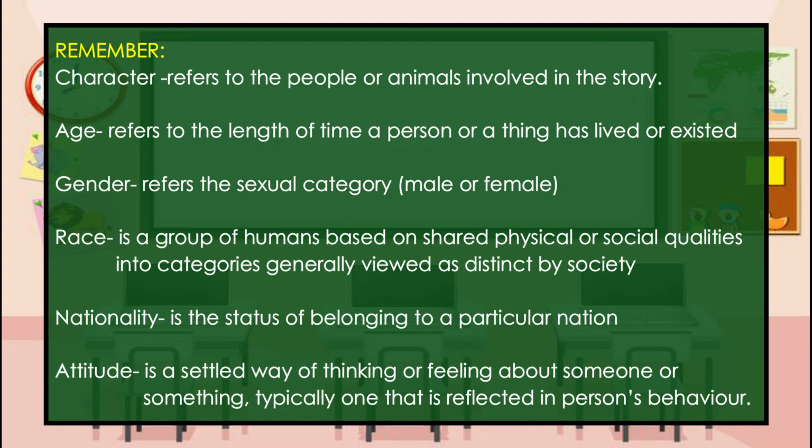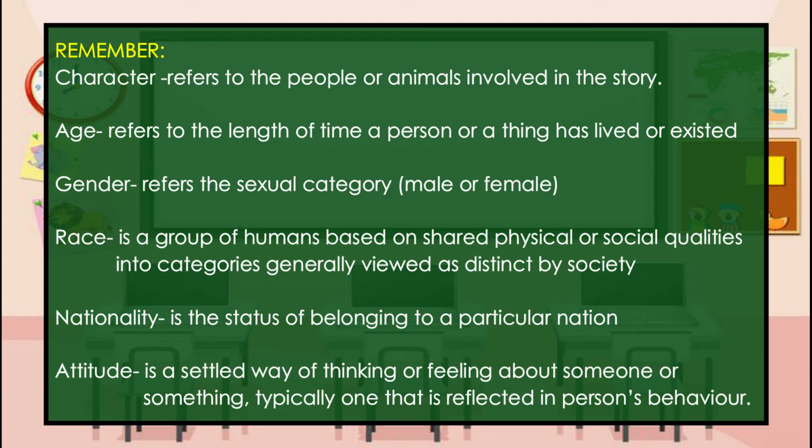Now let's read it together. Character refers to the people or animals involved in the story. Age refers to the length of time a person or thing has lived or existed. Gender refers to sexual category.